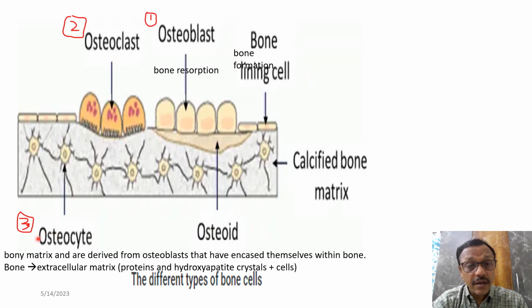And the third is the osteocyte cells, and over here we can see the calcified bone matrix, and this bone matrix is derived from the osteoblast cell. We get them embedded over here. So the bone mainly consists of the extracellular matrix. In the extracellular matrix we have proteins as well as hydroxyapatite crystals along with certain groups of cells which provide strength to the bone.